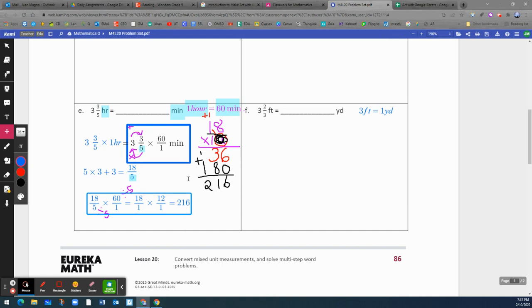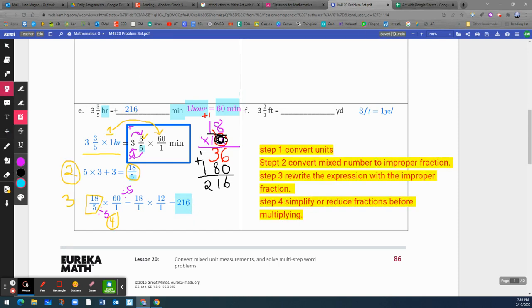So here is what happens. The answer is when you convert 3 hours and 3/5 of an hour into minutes, that equals 216 minutes. So the answer is there are 216 minutes in 3 3/5 of an hour.